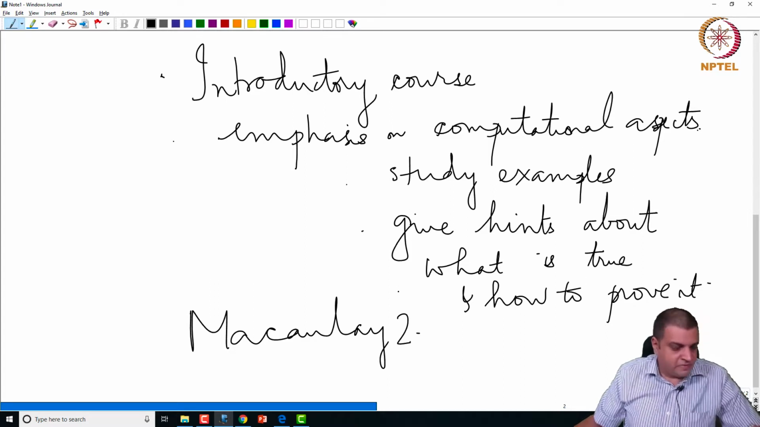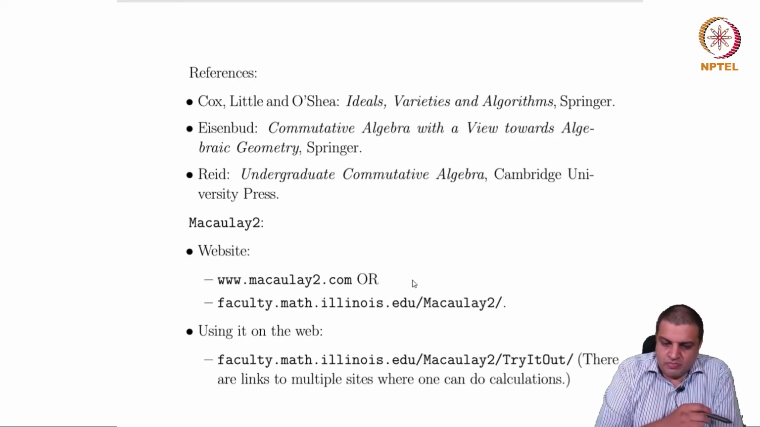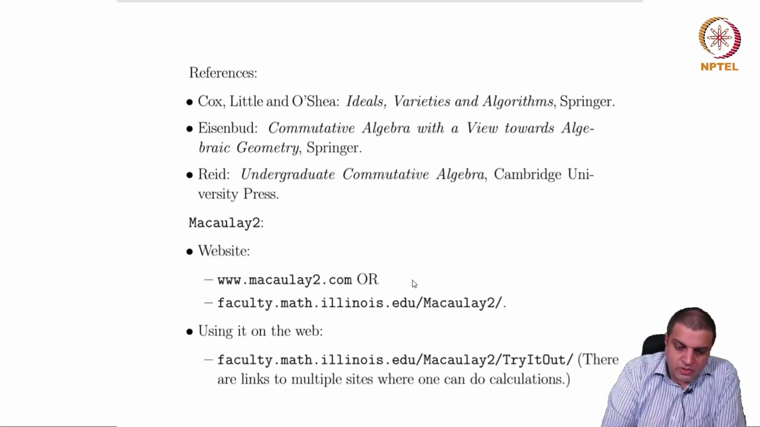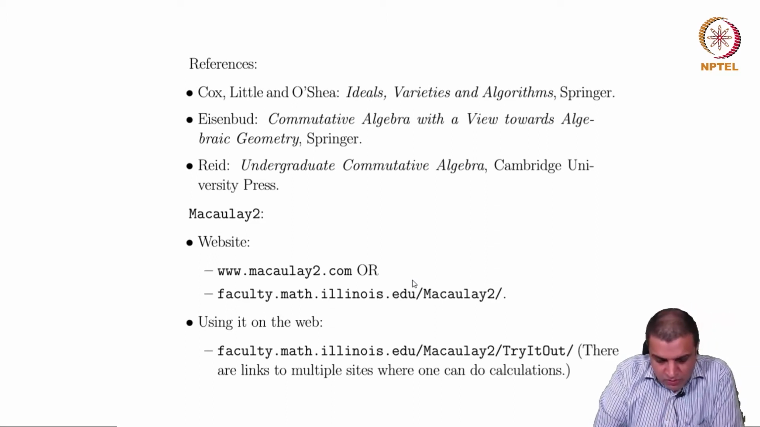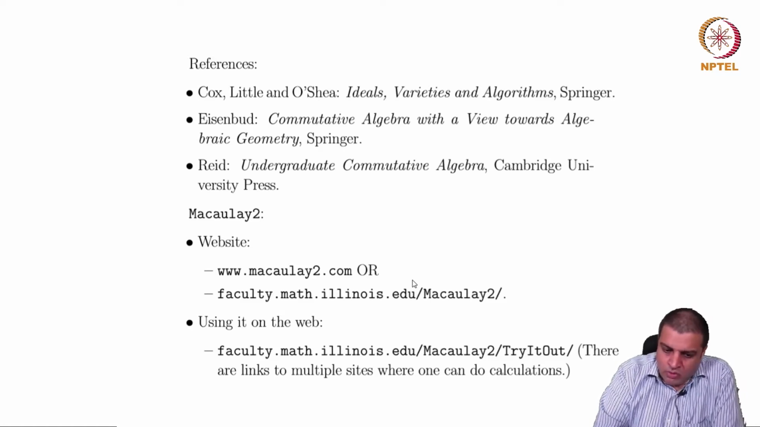So here are the references. Our primary references, there will be two of them, would be this book by Cox, Little and O'Shea, then this book by Eisenbud. And we will also occasionally refer, or it might help you occasionally to refer, if this is the first time you're seeing these topics, to Reid's undergraduate commutative algebra.